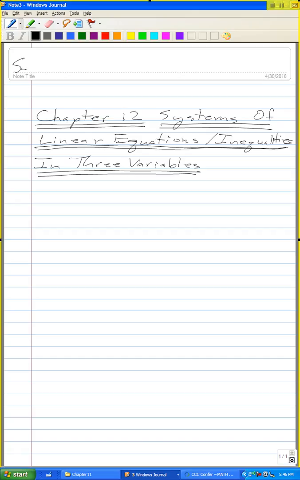So section 12.1, systems of linear equations in three variables.